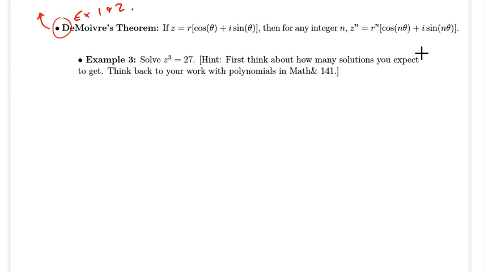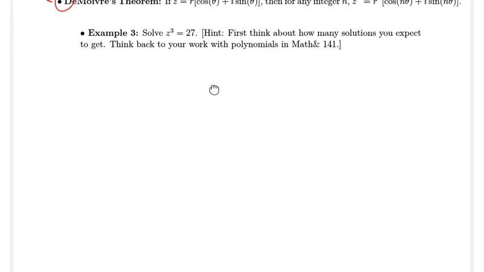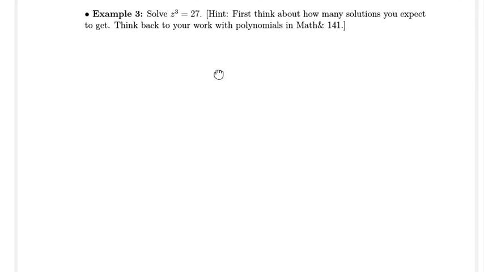All right, now we're going to stay with this idea here in example 3, but we're going to present the problem a little bit differently. So we're being asked to solve the equation z cubed equals 27. Now, you can probably tell me one of the solutions right off the bat. z cubed equals 27. It sure seems like z equals 3 should be an answer, right?